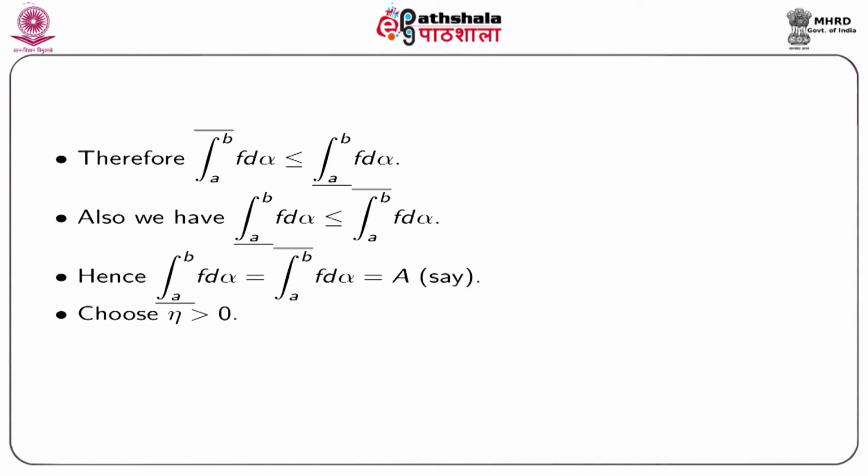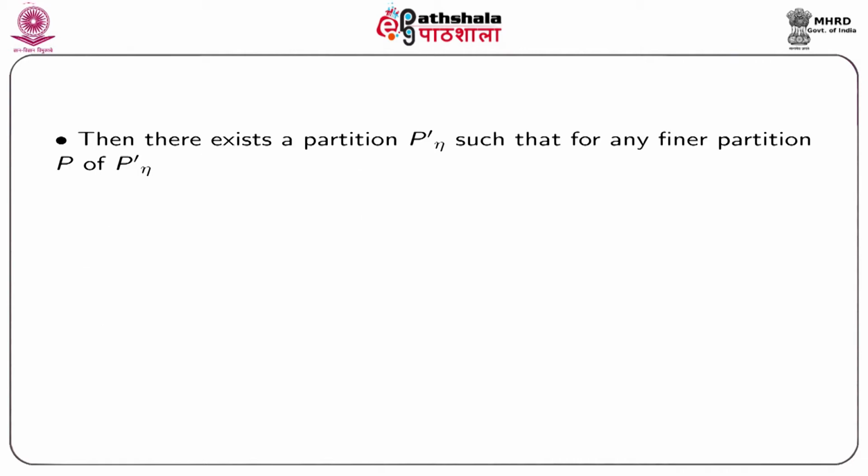hence lower integral a to b f d alpha equal to upper integral a to b f d alpha equal to capital A say. Now, choose an eta greater than 0. Then there exists a partition P dash eta such that for any finer partition P of P dash eta, we have U P f alpha less than upper integral a to b f d alpha plus eta.